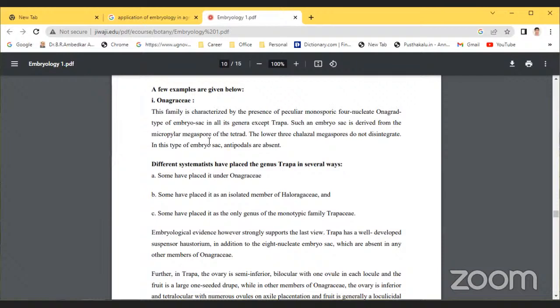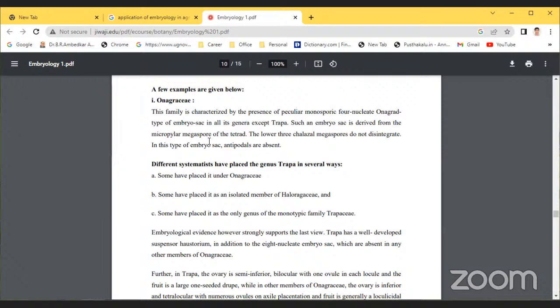So here, on page number 291, just observe the diagram. A is the megaspore tetrad, B is the 2 nucleate embryo sac, C is the mature embryo sac, with the functional chalazal megaspore.